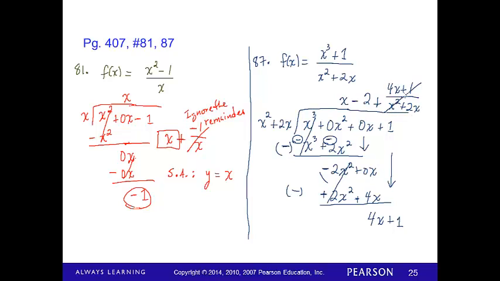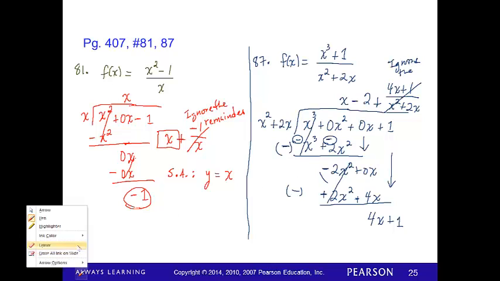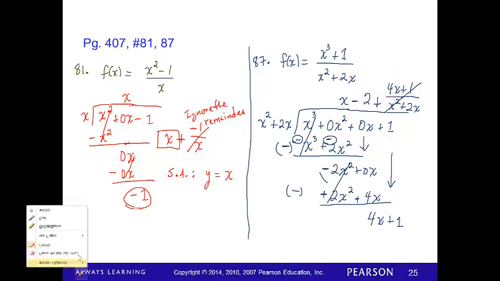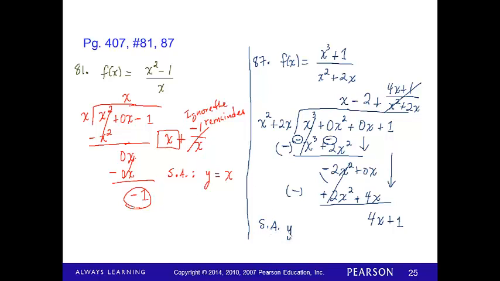Now again, you ignore the remainder, and your slant asymptote is located at y equals x minus 2.